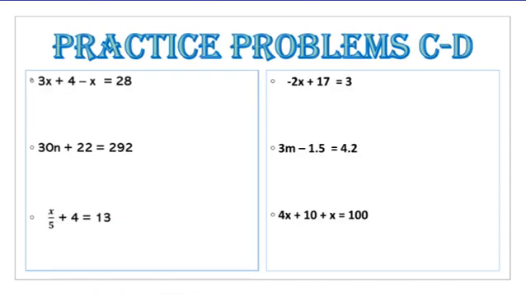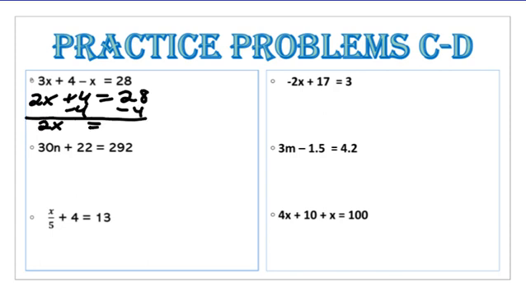And final slide, here we have some more problems, combining like terms first. So here, 3x minus 1x is 2x, plus 4 equals 28. To get 2x by itself, subtract 4 on both sides. 2x equaling 24. Divide by 2, x equals 12.